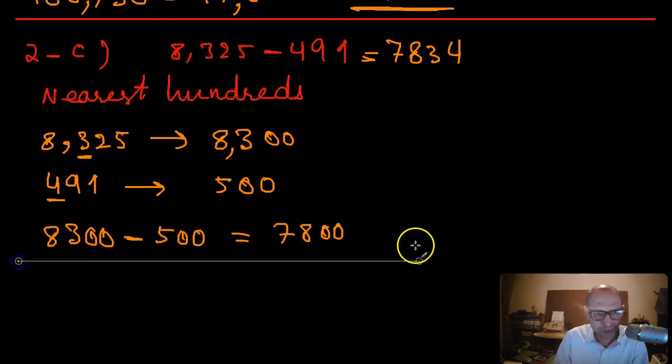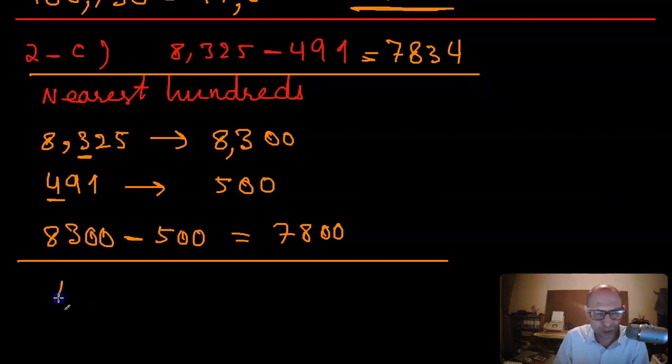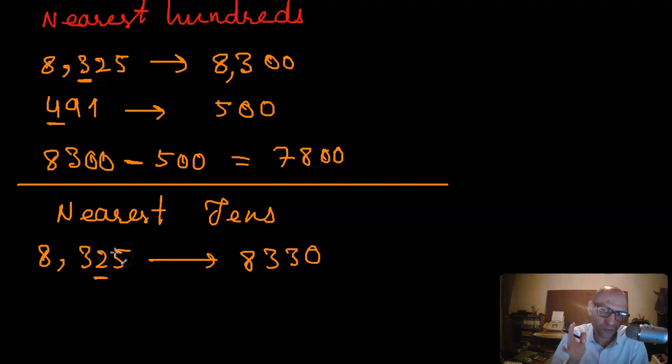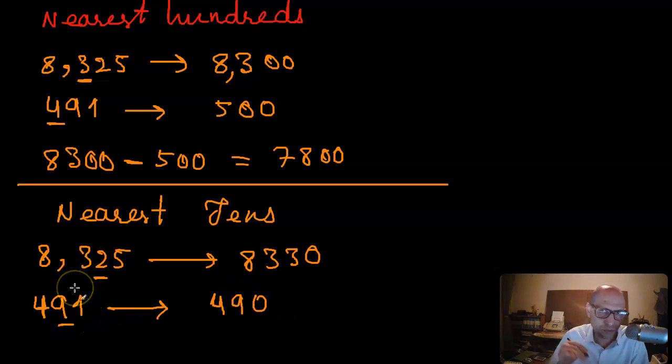Now, if I round to the nearest tens, I would write 8,325 rounded to the nearest tens, that gives me 8,330, right? Because there's a 5 over here, I'm going to round up. So rounding up, the 2 becomes a 3, and then the 5 is replaced by 0. And then 491 is rounded to the nearest tens. That's just 490, because there's a 1 over here, so I'm going to round down.